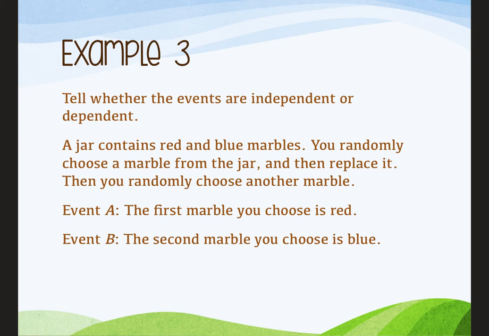All right, a jar contains red and blue marbles. You randomly choose a marble from the jar, then replace it. Then you randomly choose another marble. The first marble you choose is red, the second you choose is blue. Independent or dependent? Independent, because you replace it, okay?